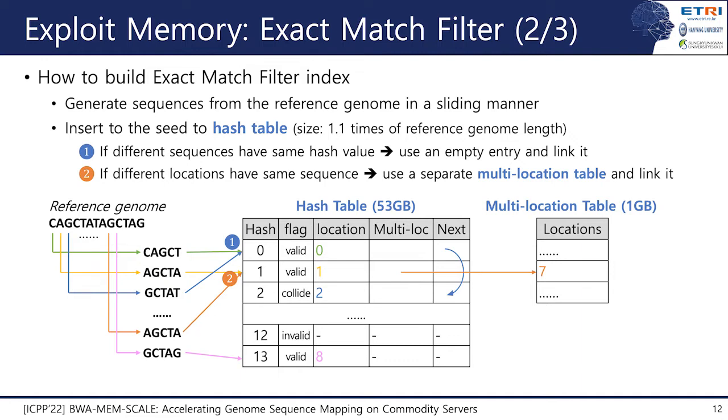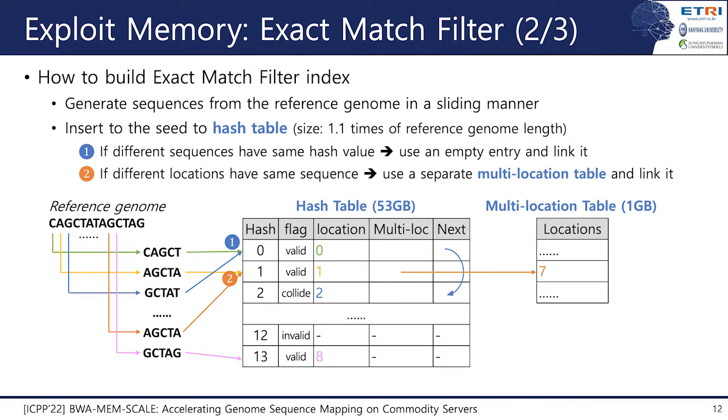To build an index, we generate sequences from the reference genome in a sliding manner. The figure shows an example. The first sequence has the first 5 characters of the reference genome, and the second sequence has the second row's 6 letters. Then the generated sequences are inserted into the hash table. The hash table size is fixed as the reference genome length multiplied by 1.1 to reduce hash collisions.